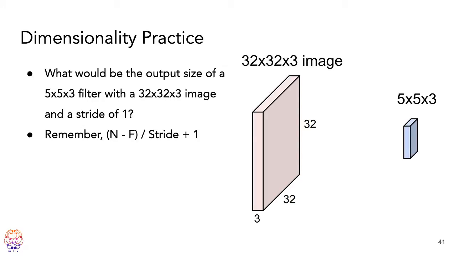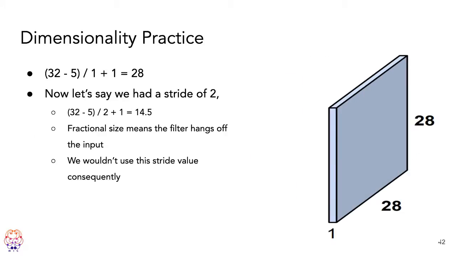So, some practice problems. What would be the output size of a 5 by 5 by 3 filter with a 32 by 32 by 3 image with a stride of 1? First person to answer this gets another Intel. Ooh, one person. 28? All right, let's see. Yes, 28.